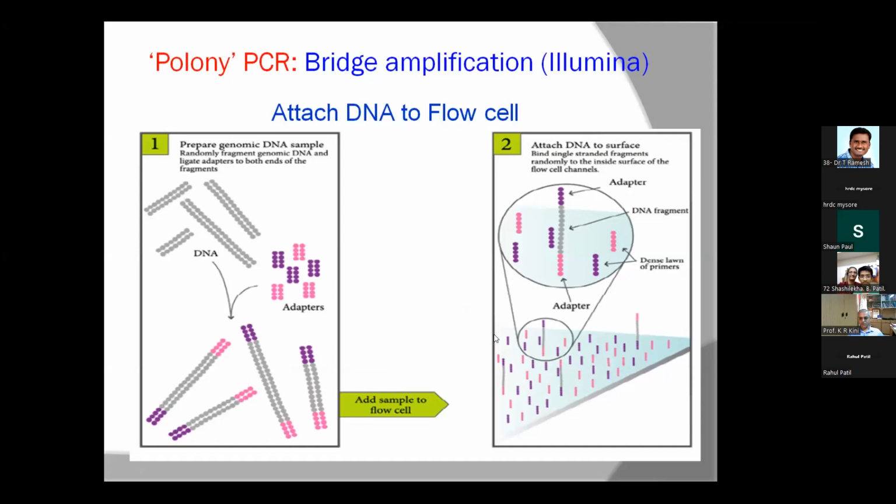This is a typical flow cell. In the flow cell, you have a glass slide, to which you have a lawn of primers attached. The DNA is converted to single-stranded, and then it binds randomly to the surface of the flow cell channels. Now this is how it typically goes. There is a dense lawn of primers, and then you have the DNA fragment like this. It will be sitting there.